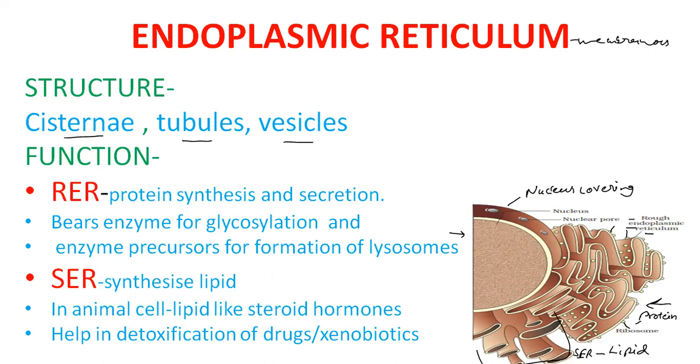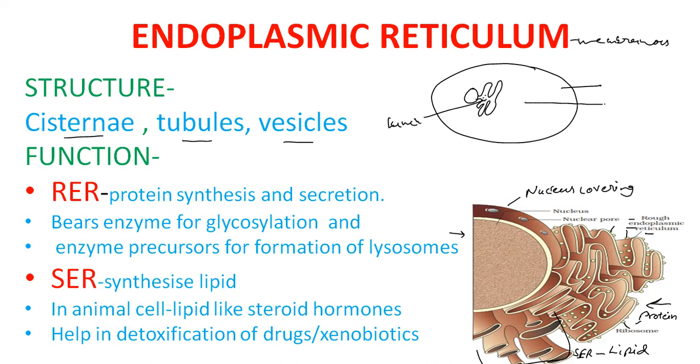If you see a cell diagram, this is the cell, this is the nucleus, this is the endoplasmic reticulum. This endoplasmic reticulum divides the space into two compartments. The space inside it is called the lumen or lumen cavity, and the outside is called the extraluminal space, where cytoplasm is found. The ribosomes attached to the endoplasmic reticulum produce protein, and that protein enters inside this lumen, is modified, and is secreted out in the form of vesicles.